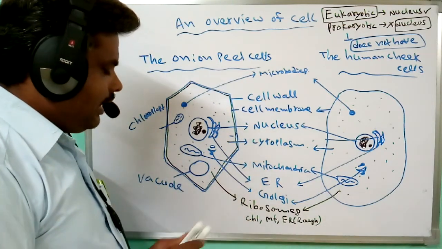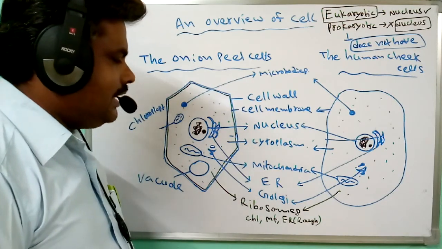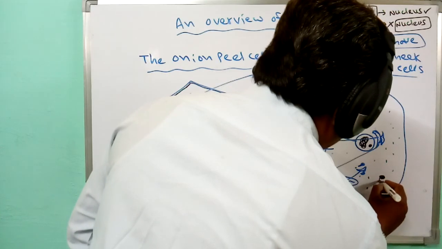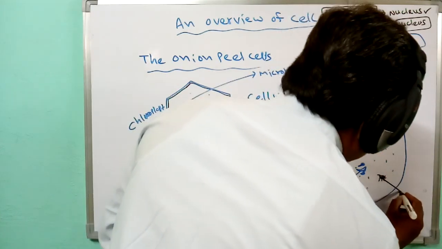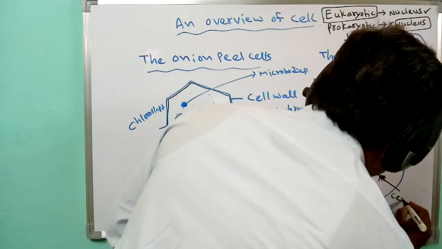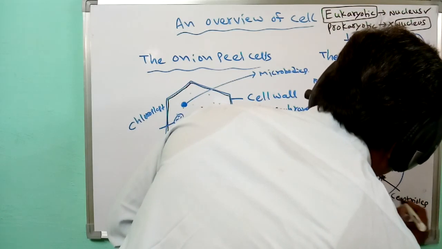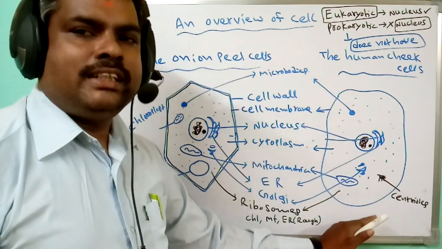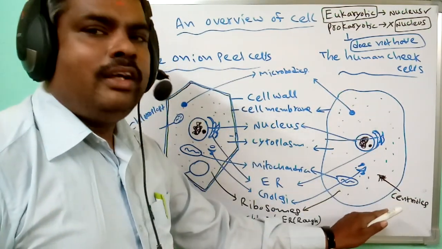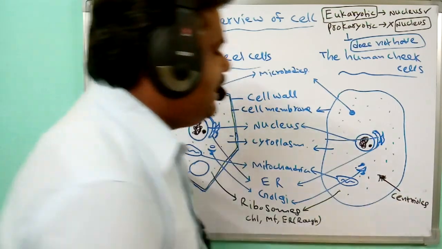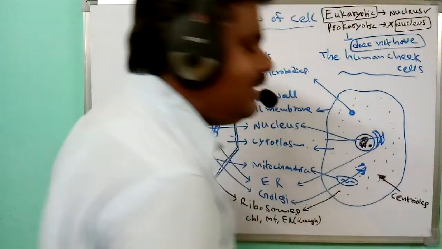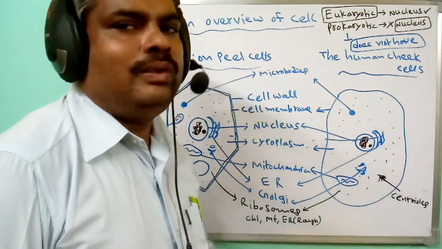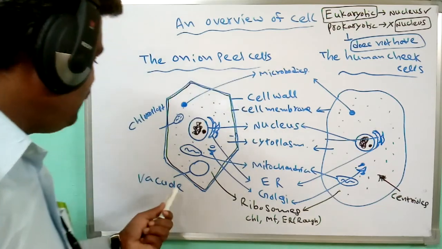Next, another non-membrane bound structure which is present especially in animal cells is known as centrioles. Centrioles are only present in animal cells, that is, the human cheek cells. The centrioles are involved in the process of cell division. So the plant cell does not have centrioles. Centrioles are absent in the plant cell.